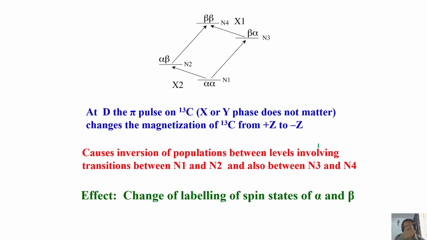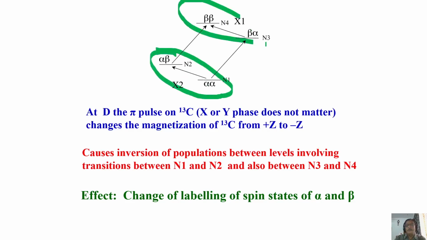So now, at the same time, we apply a pi pulse on carbon 13. What is happening to the pi pulse on carbon 13? Now we have not chosen any particular resonance, right? One particular peak. So we are applying a pi pulse. I don't know which phase you are going to apply, it does not matter. What will happen? You are inverting the magnetization. So that means these two and these two spin populations should get inverted.